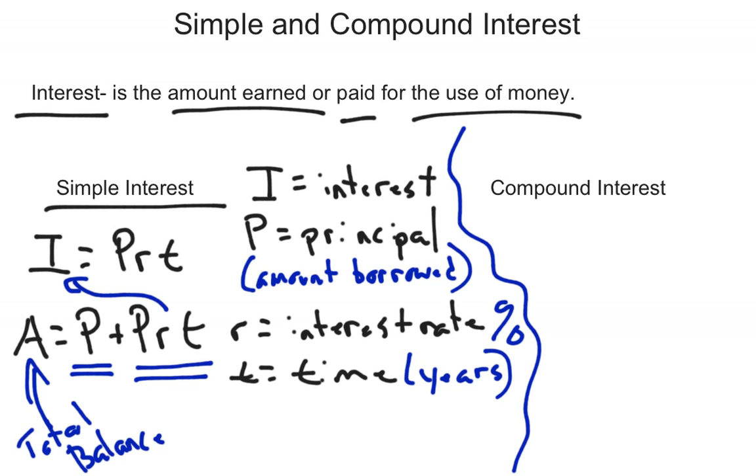I'm going to throw on here just for now, compound interest is a different way to figure interest because it's not just talking about how much you borrowed. It's talking about how much you borrowed plus how much interest you pay back, and then they figure that differently.